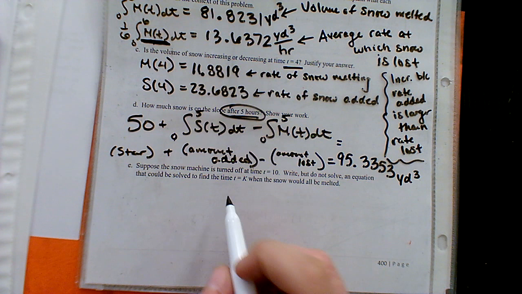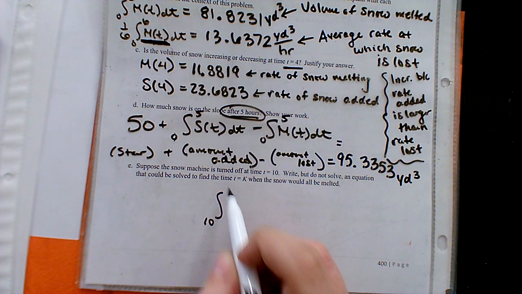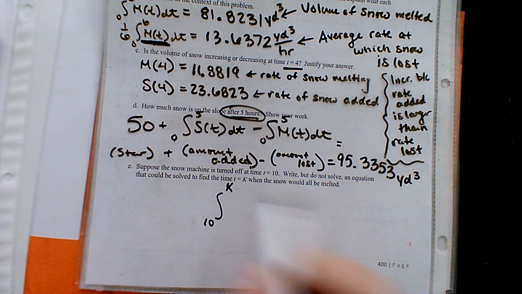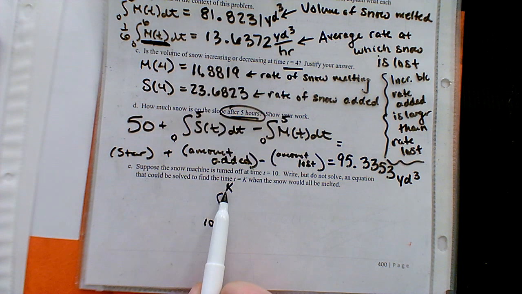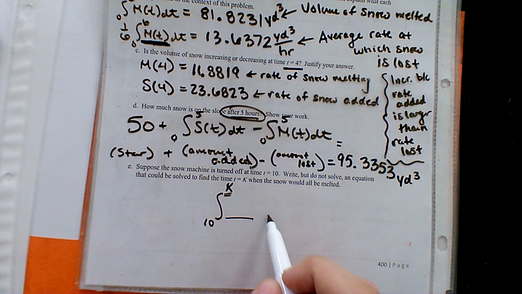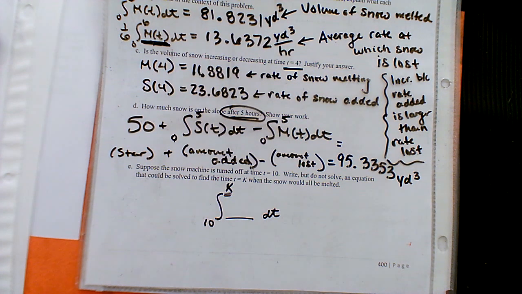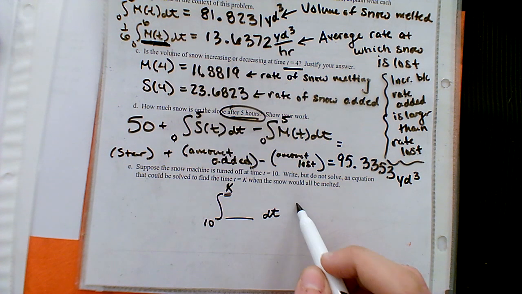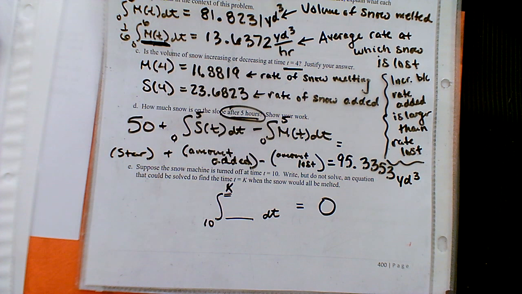Be the integral. There's going to be some 10 to K, right? Uh-huh. Why 10? Why K? Because it's turned off at 10, so that's your starting point. You've been trying to find the time when all the snow's melted. Okay, I like that. We're going to have to figure out what goes there. If we want all the snow to be melted, we want our total volume to be 0. So we want this to be 0 in the end.